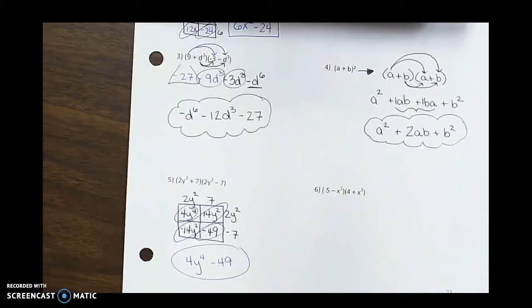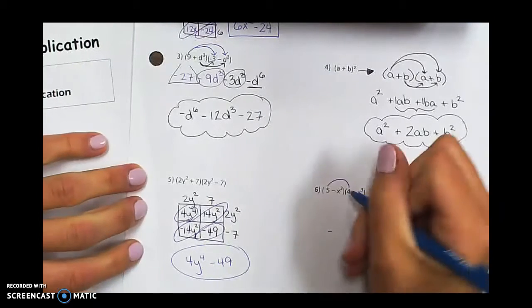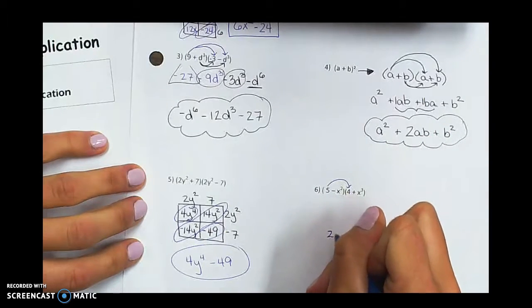All right, I'm going to have you go ahead, pause the video one more time, and I'd like you to try number 6 on your own. Make sure that you show your work, and it's your choice if you want to use a multiplication box or long distribution. All right, I'm going to go ahead and choose long distribution. So I'm going to go ahead, 5 times 4 is going to give me 20.